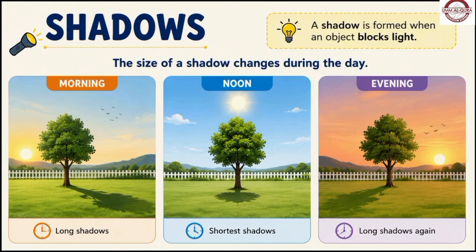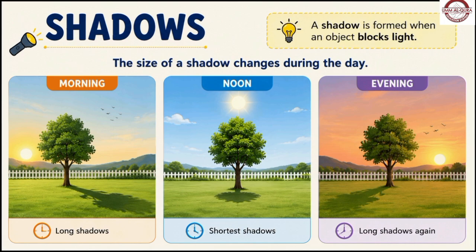Shadow is made when something blocks the light. We see our shadows when we block the sunlight. The size of the shadow changes during the day. The sun looks low in the sky in early morning. We see long shadows of objects in the morning.